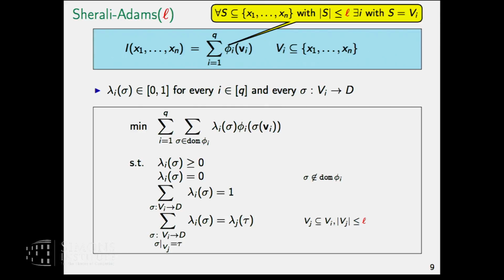If I look at two terms, say the ith one and the jth one, and the set of variables of the jth one is a subset of the set of variables of the ith one, I want a marginalization. So the probability that the jth term gets assigned tau is equal to the sum of the probabilities of the assignments that extend tau to the bigger scope i. And here's the parameter L. So this is done only if the smaller scope is of size at most L.